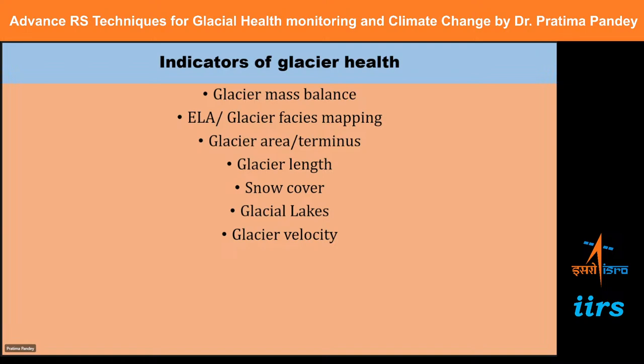Coming to the indicators of glacier health, what are the parameters which indicate glacier health? One most important parameter is the glacier mass balance. Second is the glacier equilibrium line altitude or ELA, and also glacier facies mapping. Then we have glacier area or the terminus position. Then we have glacier length, snow cover, glacier lakes, and glacier velocity. These are important parameters which we can study to monitor the health of the glacier.